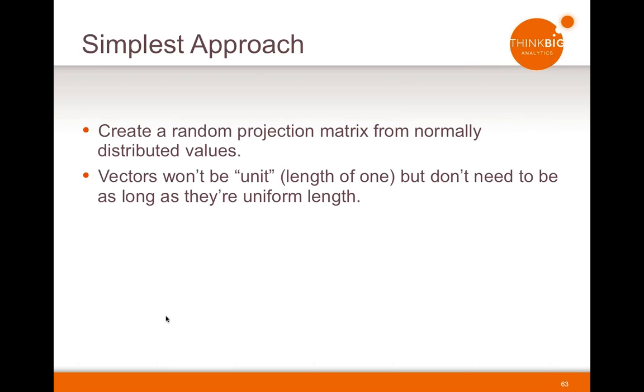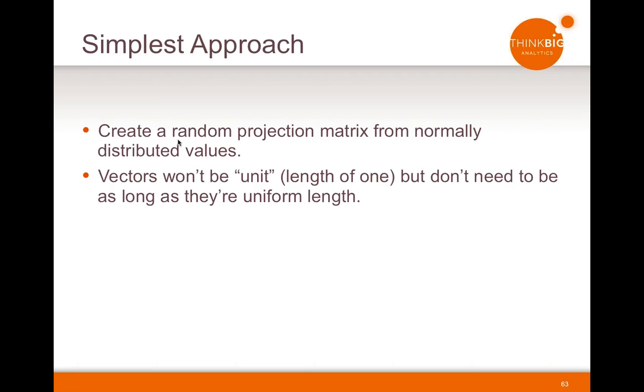The simplest approach to doing this, and I'm not going to go into the details, but there is a paper that you can reference. You create a random projection matrix from normally distributed values. So if you think of what we talked about, A times B equals C, where B is a projection matrix, and each of the columns of B is a unit vector. It doesn't have to be a unit vector, as long as the length is always the same.